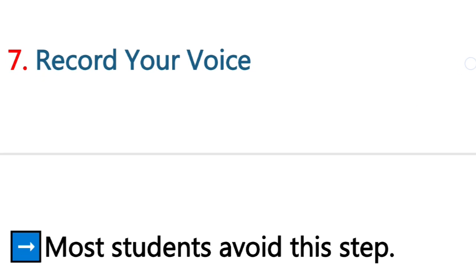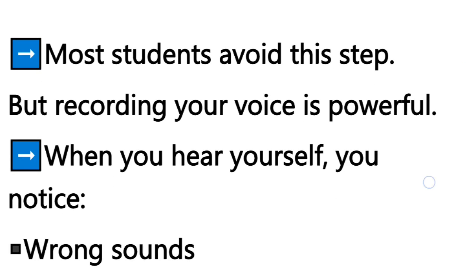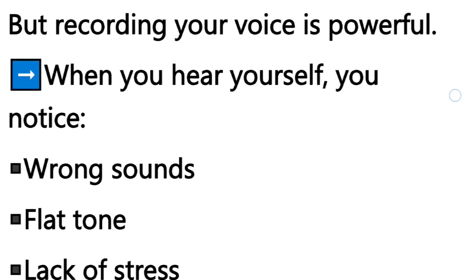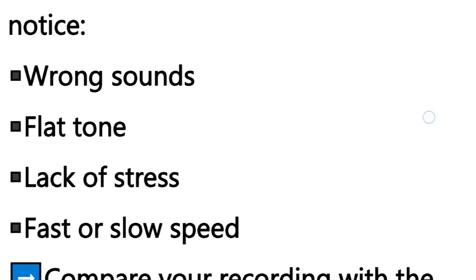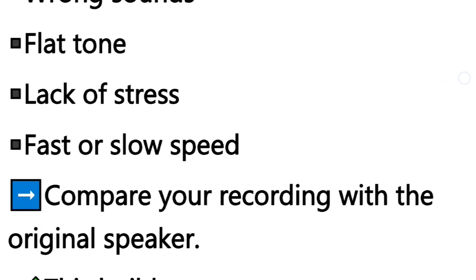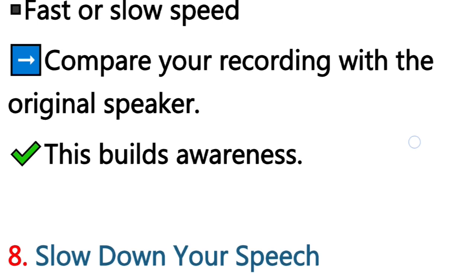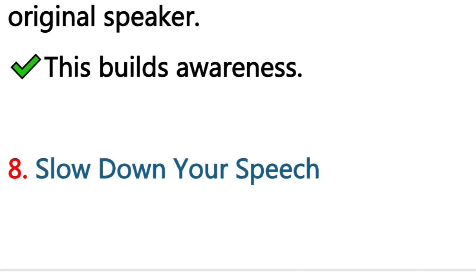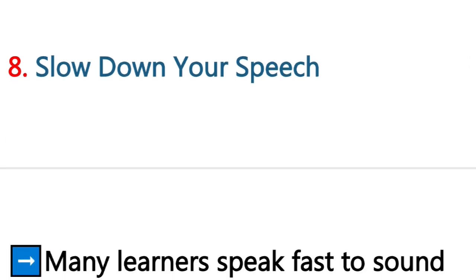Now let's talk about the next point, which says record your voice. Now this is something that most students avoid doing. But let me tell you, recording your voice is powerful. When you hear yourself, you notice wrong sounds, flat tone, lack of stress, and fast or slow speed. You're able to understand after listening to your voice. Compare your recording with the original speaker. This builds awareness, because you will be able to understand how the original speaker spoke and how you are speaking.